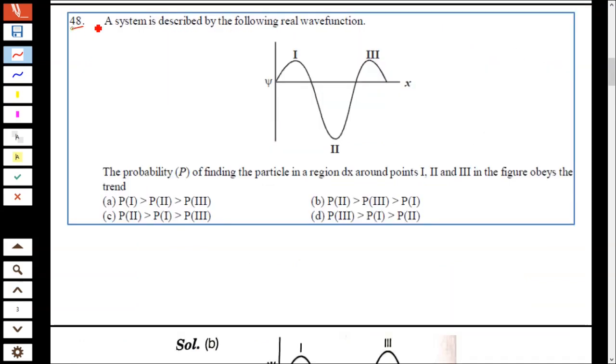Next question, question number 48. A system is described by the following wave functions. There are 3 wave functions given: this is wave function 1, 2 and 3. Among these, the probability of finding a particle in the region around the points which obeys the trend.